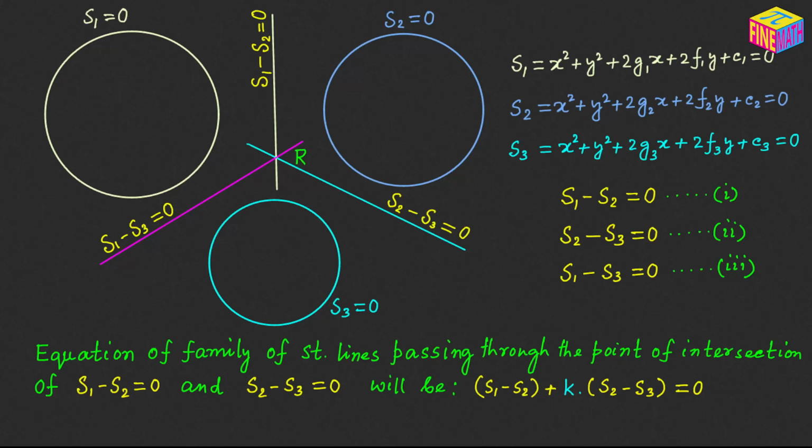If we have to determine the equation of the family of straight lines going through the point R, which is the point of intersection of the first radical axis and the second radical axis, then that equation can be written like this. I have done a separate video on this topic. I have shared the link in the description. Feel free to watch that video. Now in this equation, k can be any real number. Here we are going to take k as positive 1 and see how that equation looks.